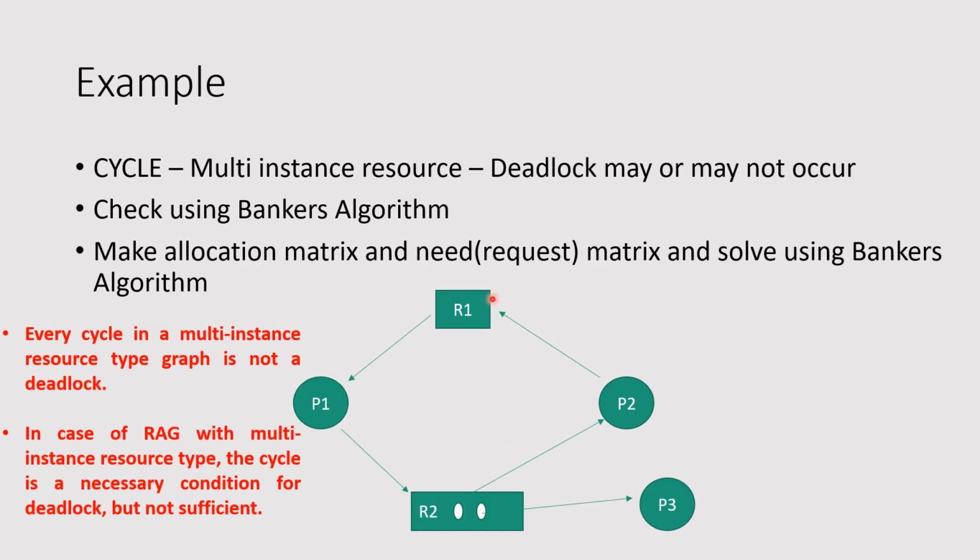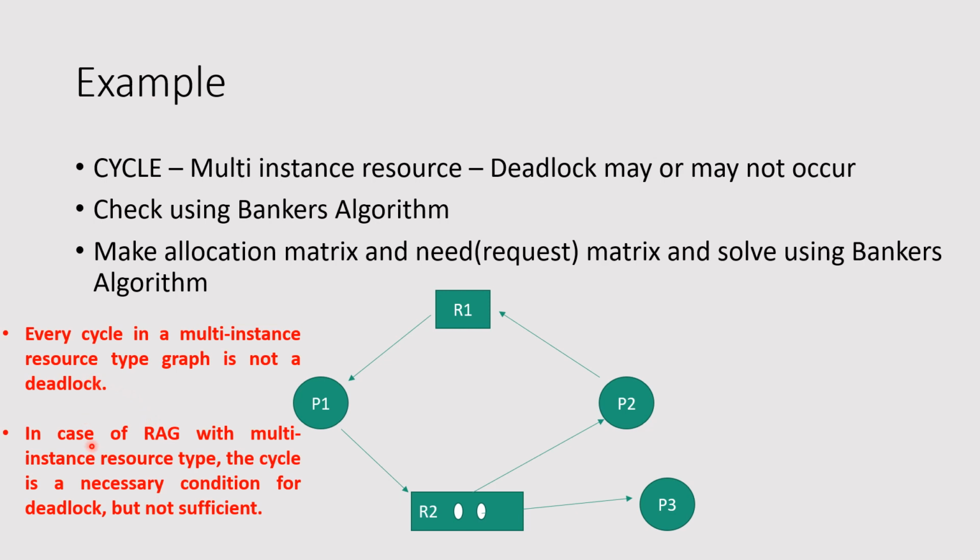Second example. In this example, it is a multiple instance resource graph, and also there is a cycle. But we are not sure whether deadlock may or may not be there. So using Banker's algorithm, we will confirm whether deadlock is there or not. We'll make the allocation matrix and need matrix based on this diagram and solve using Banker's algorithm. So there is a cycle, but we are not sure.